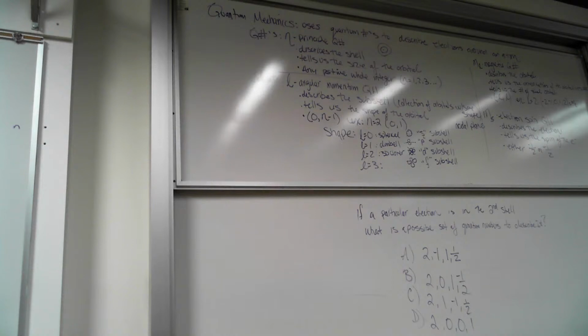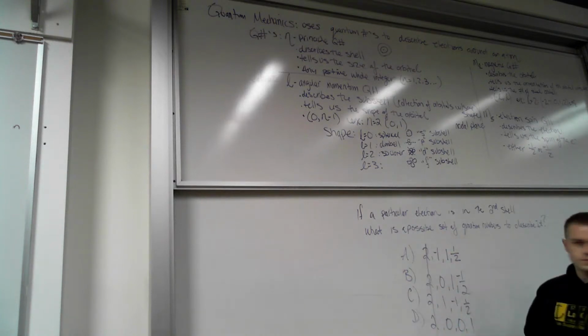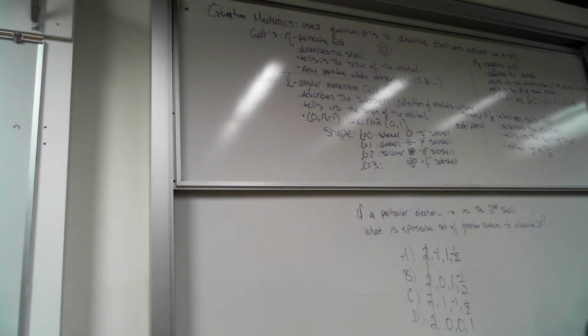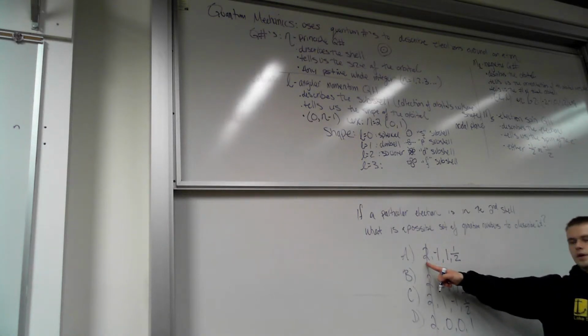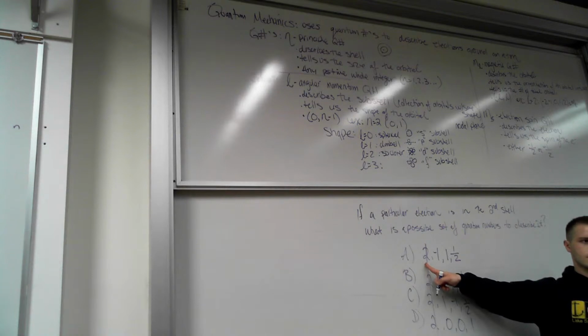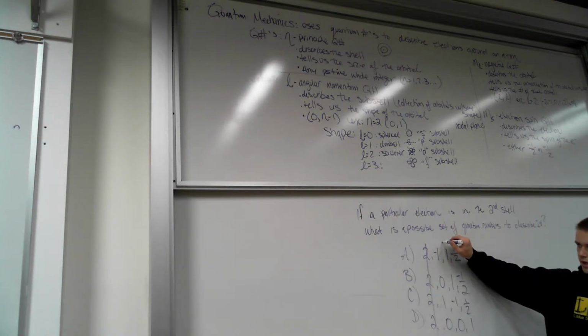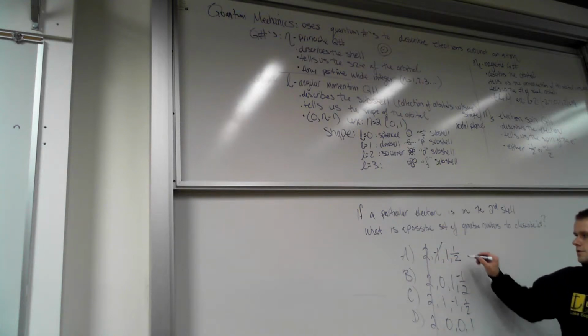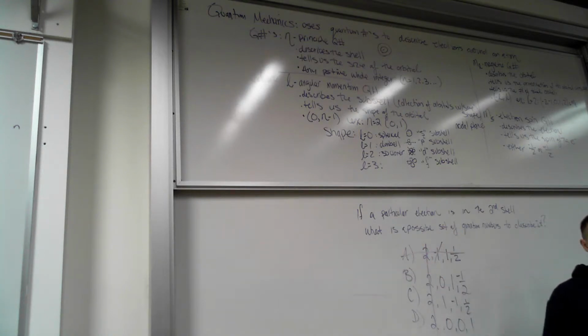What's the answer? Well, you already know all the answer, right? Not just those. Can we have an L of -1 if our n is 2? No, right? Because L ranges from 0 to n minus 1. So we can't have a -1. So that's out, which means our A is out.